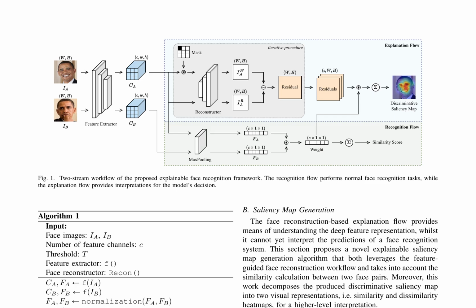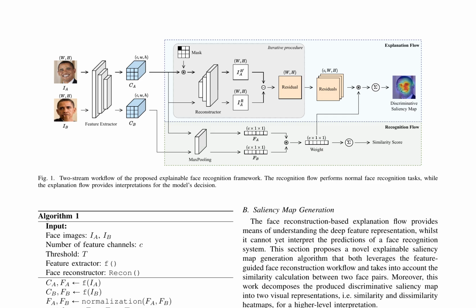A novel explainable face recognition framework is proposed, comprising two streams, the recognition flow and the explanation flow. The recognition flow performs standard face recognition tasks, whereas the explanation flow utilizes a face reconstruction network to reproduce facial images from deep convolutional representations.